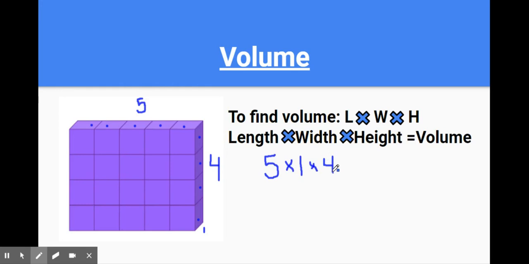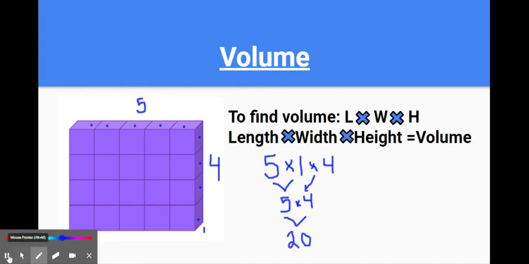And we should think about using our order of operations when solving. So we will solve these two first, whichever comes first. 5 times 1 is 5. All right, and we bring down what is left times 4. And 5 times 4 is 20. And that's how we find the volume of a 3D figure, a rectangular prism.